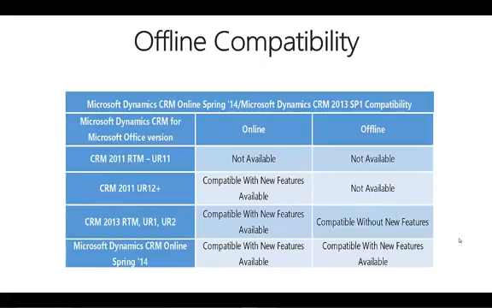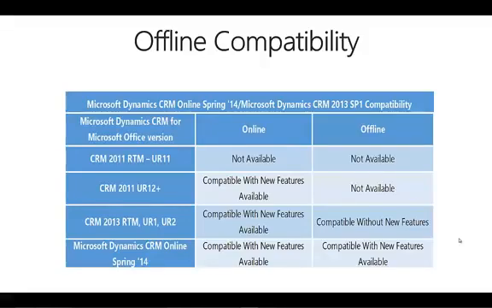Your Outlook client version is also going to affect your ability to go offline. The CRM 2011 Update Rollup 12 and higher clients are going to be able to be online, and they will be compatible with the new features available. However, you will not have the ability to go offline. CRM 2013 clients that are on RTM, Update Rollup 1, and Update Rollup 2 will be compatible also with the new features available. They will also allow you to go offline, but it's compatible only without the new features being available.